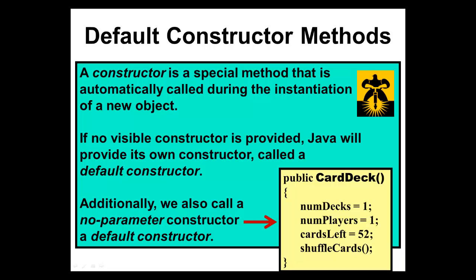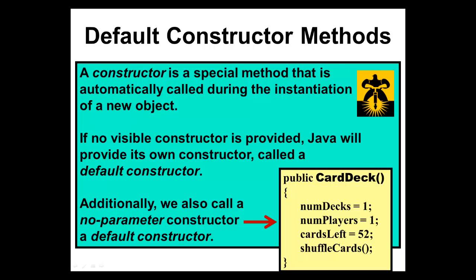Now, every object has constructors. Our default constructor, if you recall, is simply a constructor that doesn't take any parameters. One is shown at the right, called CardDeck, which simply instantiates every object with default values of one deck, one player, and 52 cards left. And again, our little shuffle method mentioned earlier, which is a private helper function. We only call it a default constructor if it does not take any parameters.